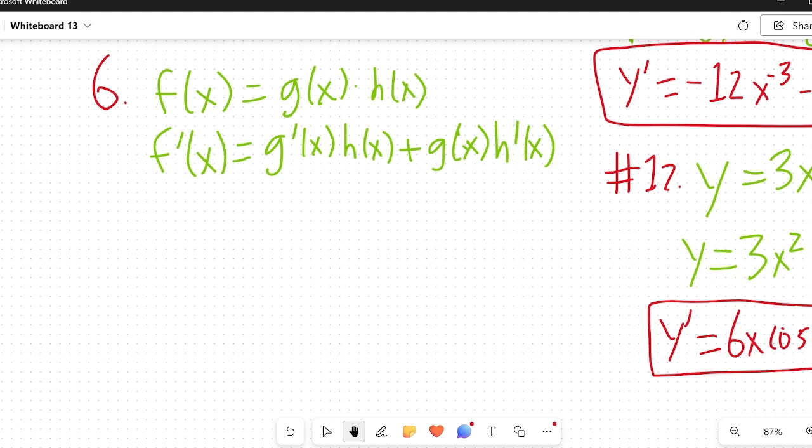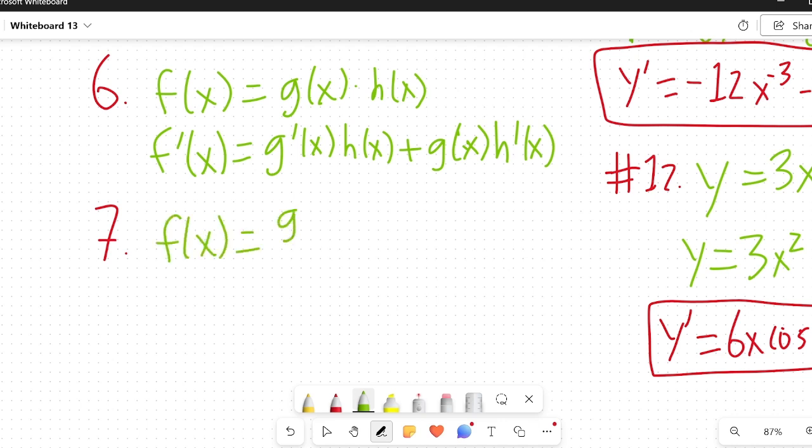Next, let's talk about the quotient rule. So the quotient rule this time is not going to be a corollary of the product rule. The quotient rule essentially says that if f of x is equal to g of x divided by h of x, right?